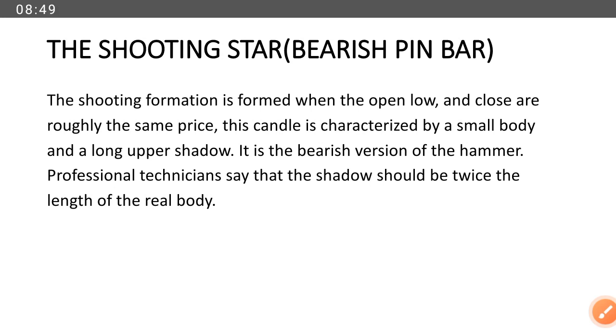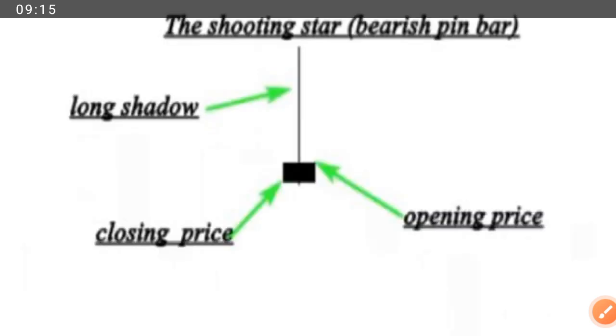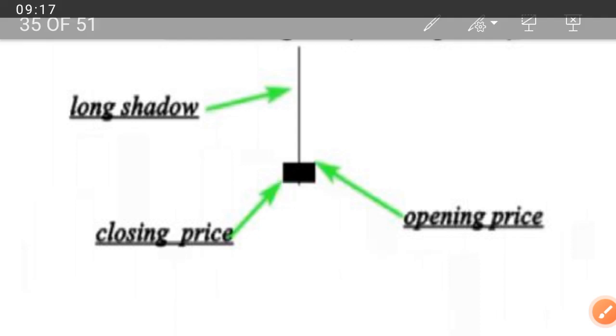It is the bearish version of the hammer. Professional technicians say that the shadow should be twice the length of the real body. So the shooting star is just like the opposite of the hammer. Look at it here. Look at the shooting star.